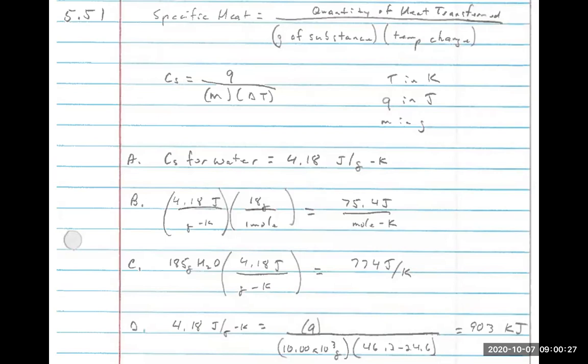So this is a case where I need to look at my units, joules, grams, Kelvin, and be able to cancel those out. The temperature change, I have 46.2 minus 24.6. What's going on there? Didn't I say it has to be Kelvin? Why am I using centigrade?